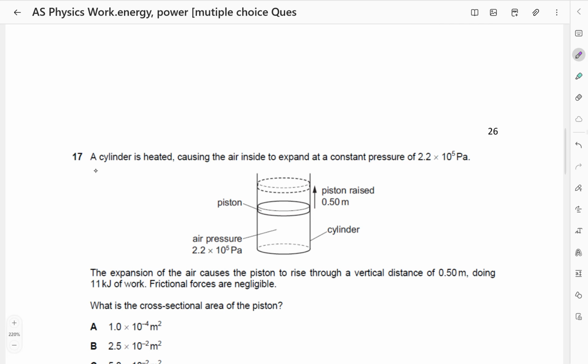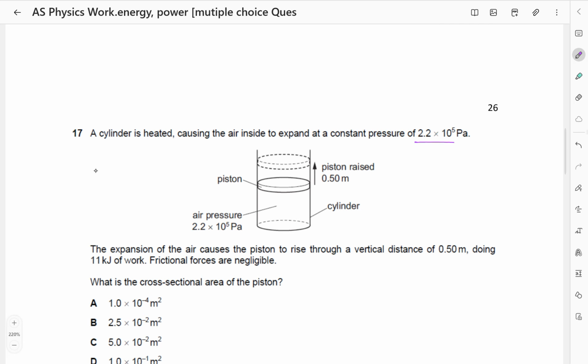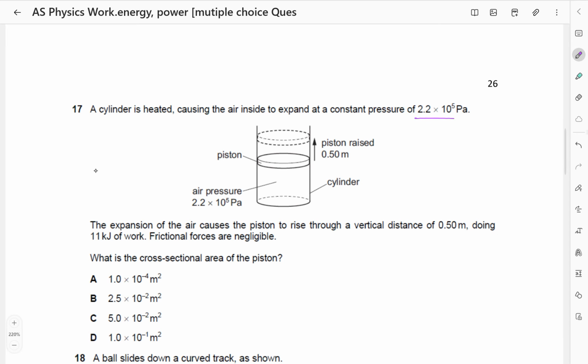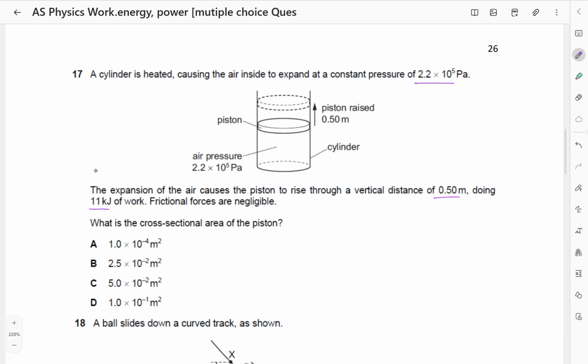The cylinder is heated, causing the air inside to expand at a constant pressure of 2.2 times 10 power 5 pascals. The expansion of the air causes the piston to raise through a vertical distance of 0.5 meters, doing 11 kilojoules of work. Friction forces are negligible. What is the cross-sectional area of the piston?